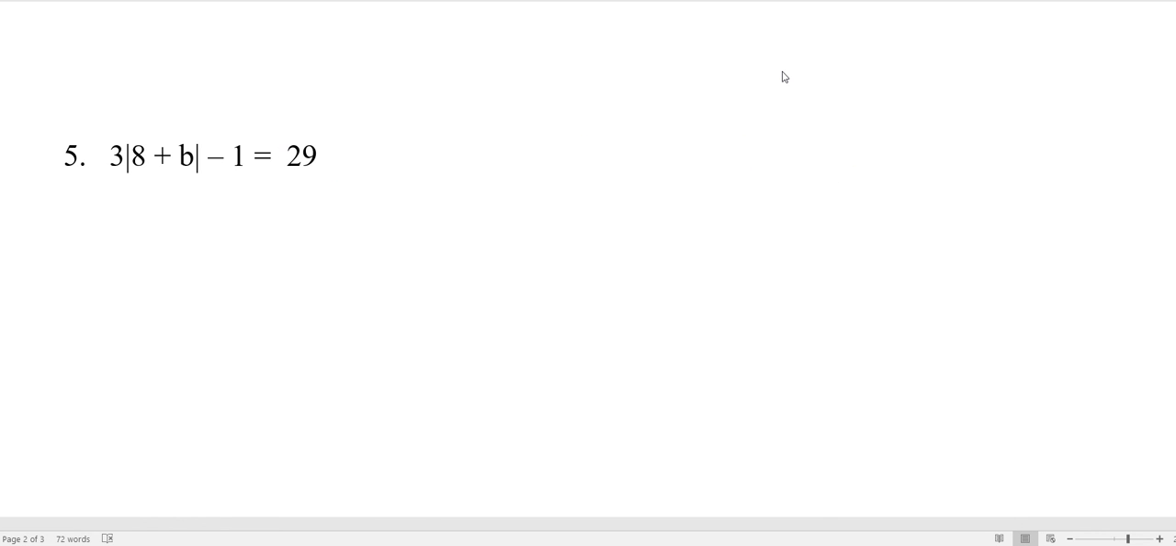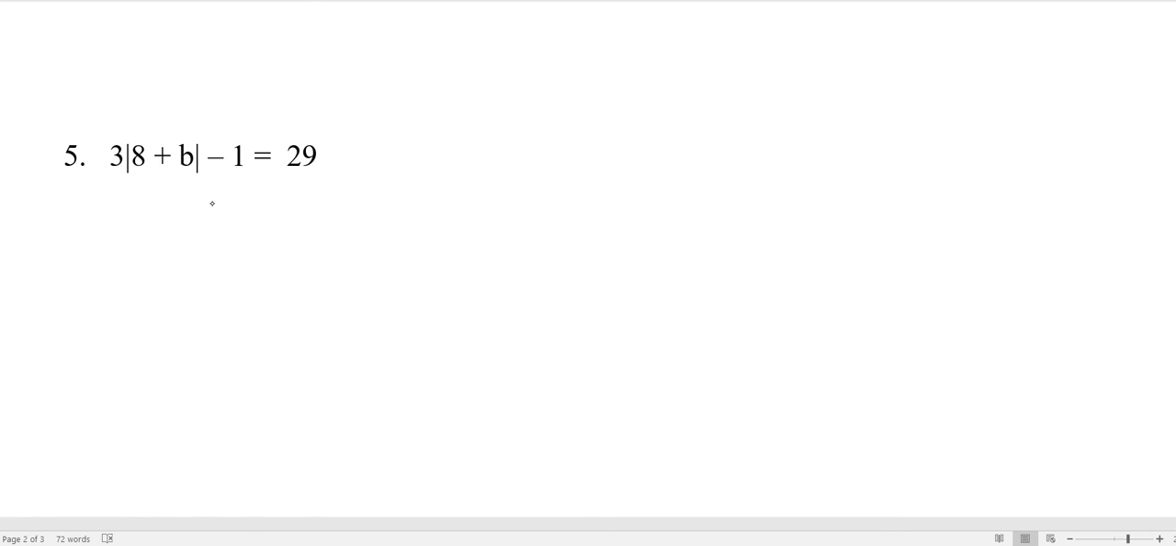Here's number 5. Hopefully you had no problem with number 4. Number 5 kind of combines the two ideas in the previous two problems. So I encourage you to pause the video and start solving this one. If you get stuck, I'll help you get unstuck, but pause the video now.